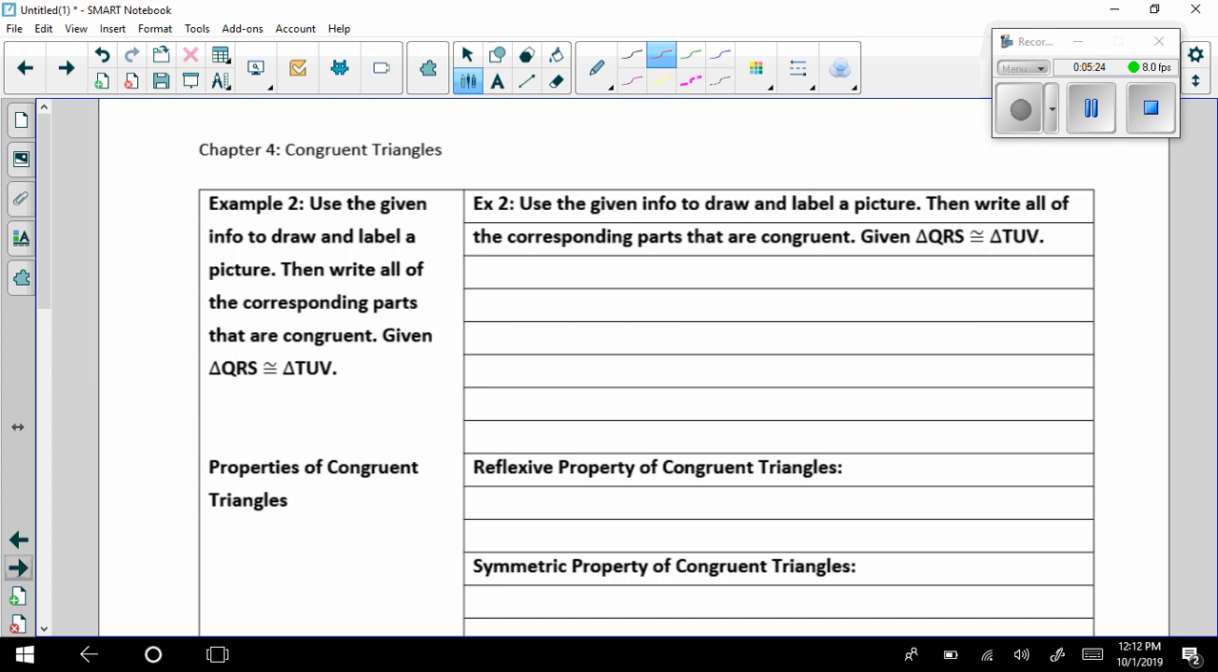Okay, so I want you to go ahead and pause the video and try example 2. Using the given info, draw and label a picture, so a triangle this time instead of a polygon, and write all of your corresponding parts that are congruent. So you have angles and sides. You're going to have 3 of each, right? And draw your 2 triangles that are congruent. Label those respectively.